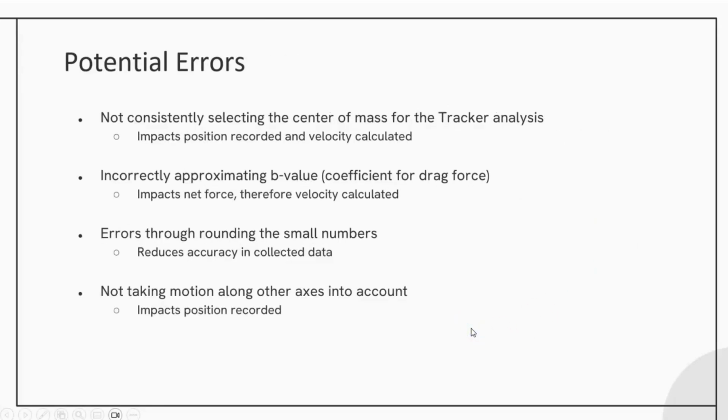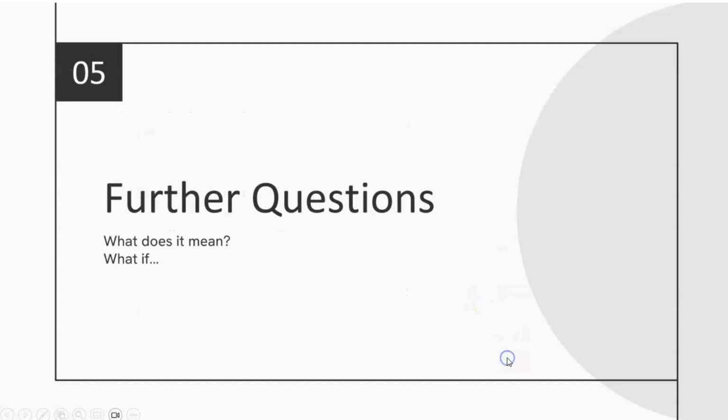And some potential errors can be not correctly selecting the center of mass when doing the Tracker analysis, impacting the position recorded and velocity calculated, and also incorrectly approximating the b value, or the coefficient of drag, will impact your net force calculated and the velocity calculated. And then we can have errors when rounding the small numbers, reducing the accuracy, and also not taking motion along other axes into account can impact the accurate position.